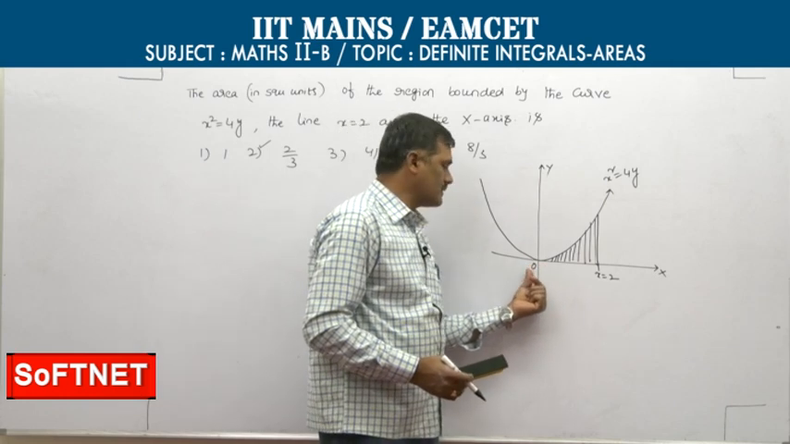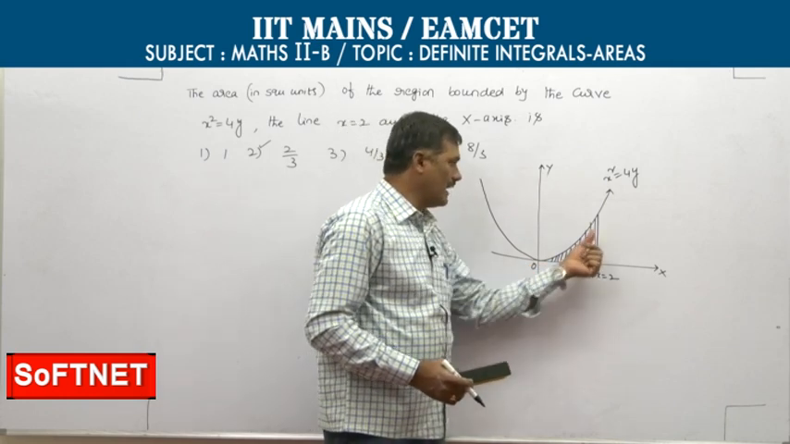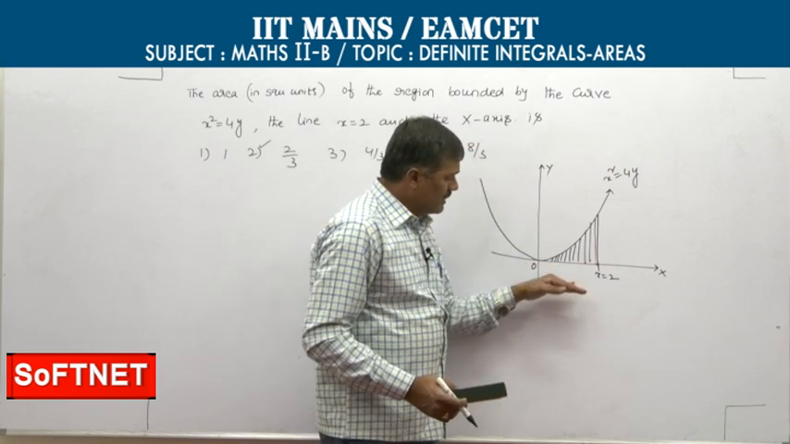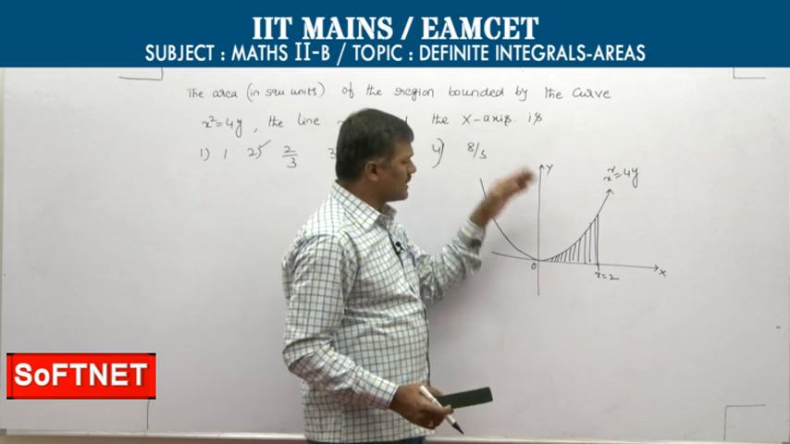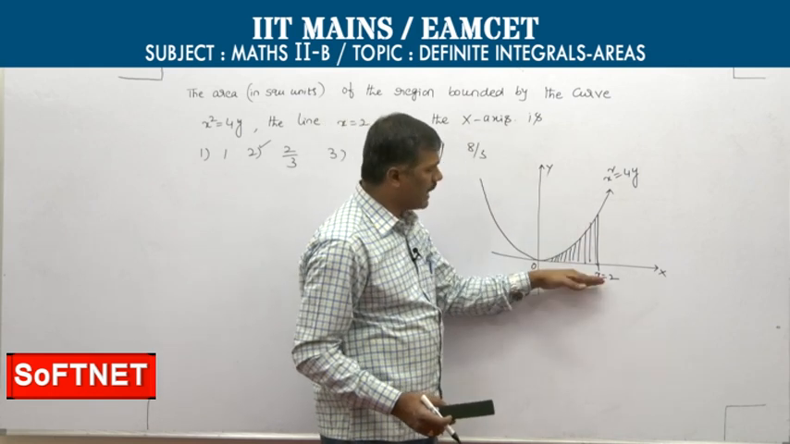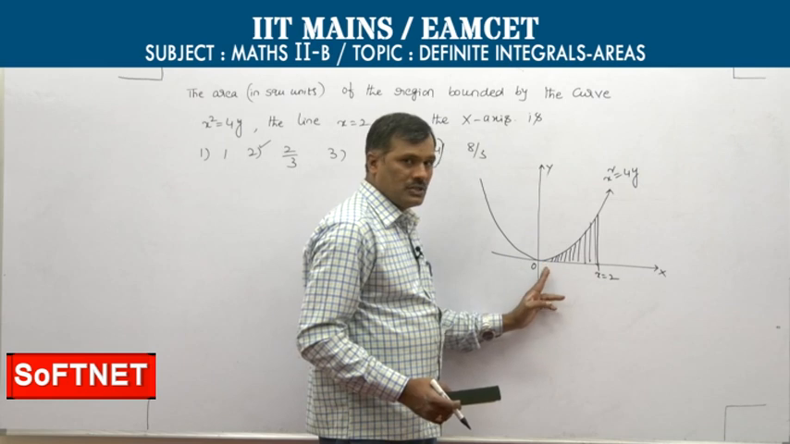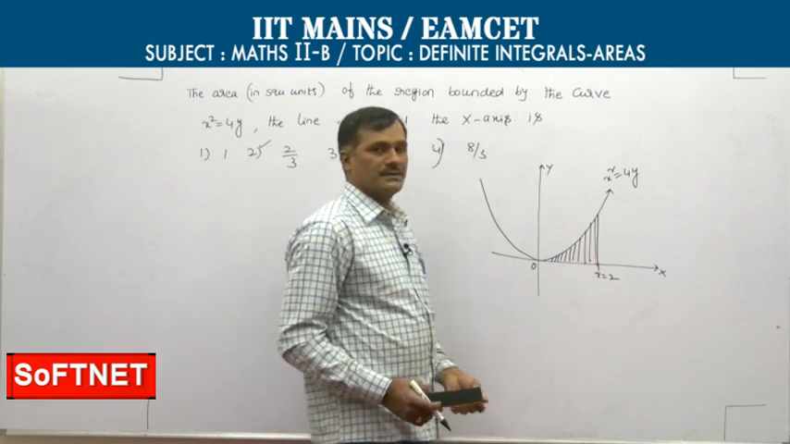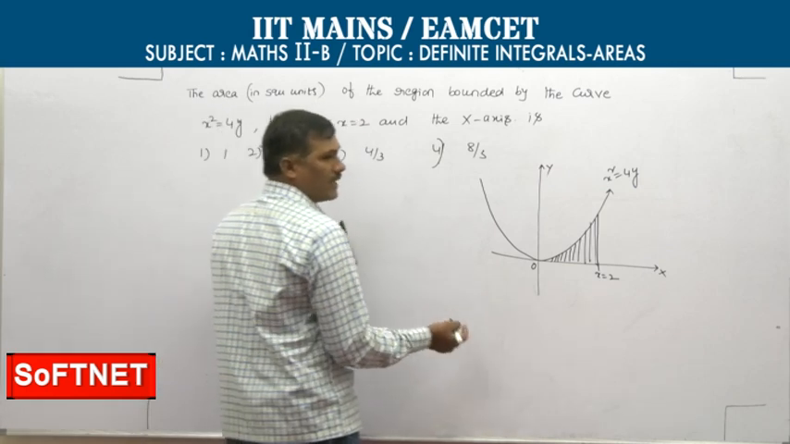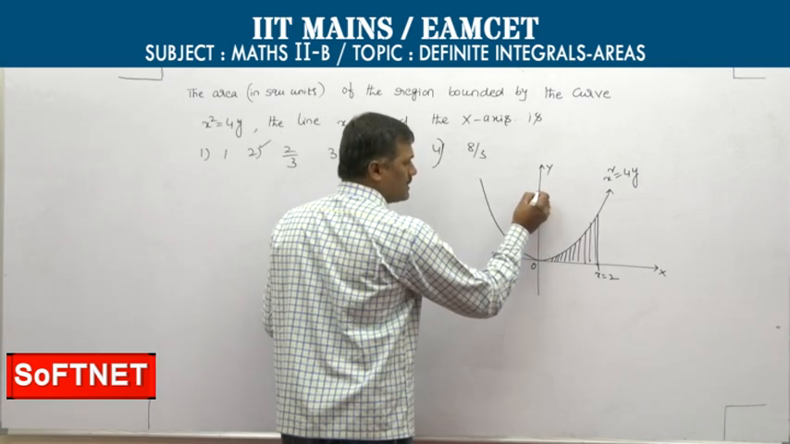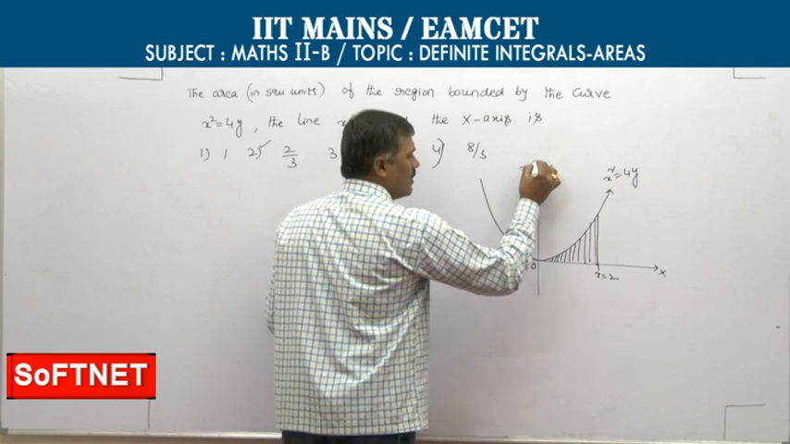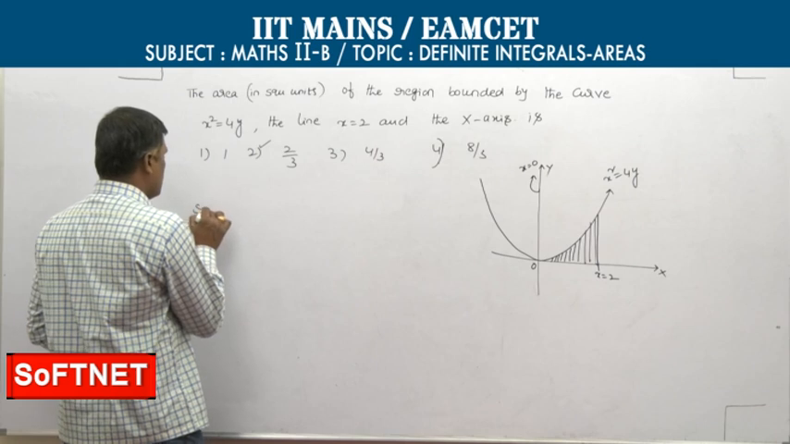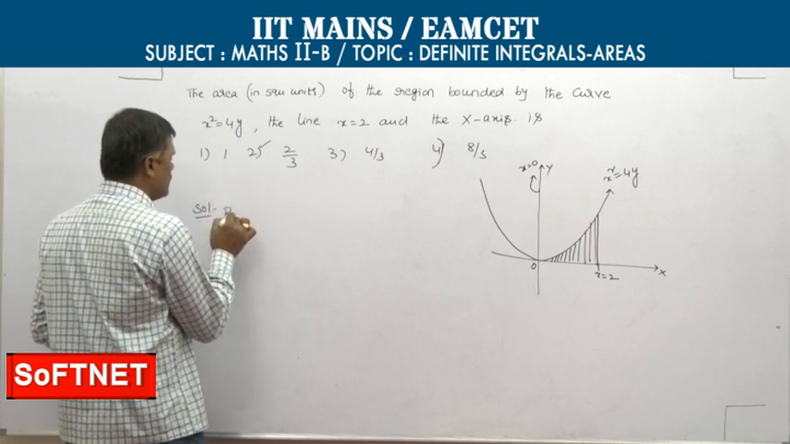Whose vertex is 0 comma 0, and x is equal to 2 is given clearly. So with x-axis annadu, x-axis to curve chese area ekkadi nunchi andi, 0 nundi x is equal to 2 varaku annadu. So this is the required area. So limits x is equal to a, x is equal to b. Here x is equal to a means y-axis, x is equal to 0.